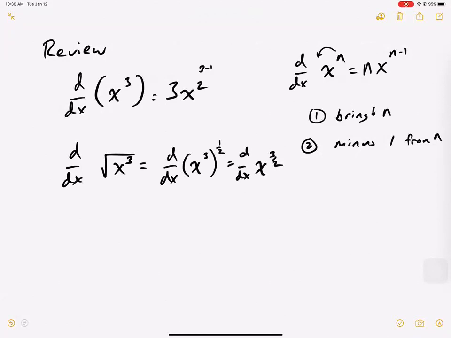And then we would take the derivative here, and that would be 3 over 2 x, and then 3 over 2 minus 1. I'm going to say 2 over 2 because that's really the same thing as 1. And we're left with 1/2.